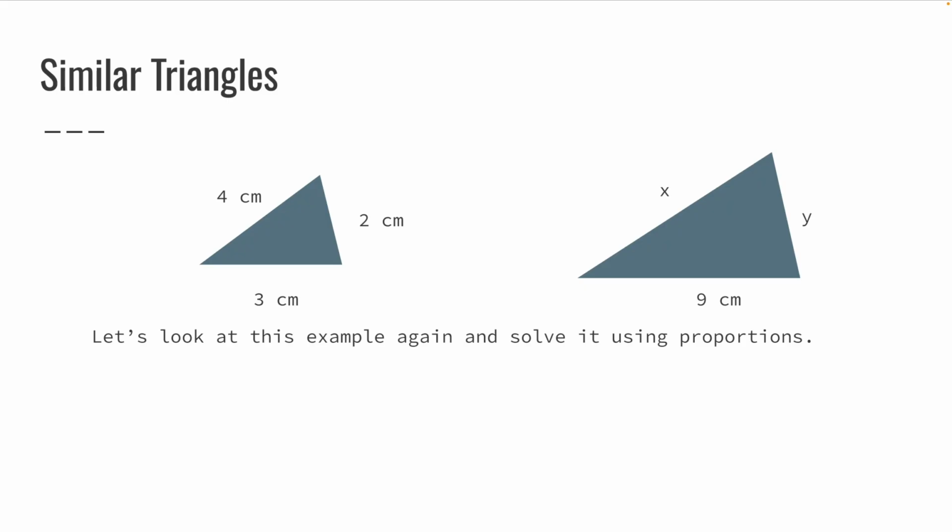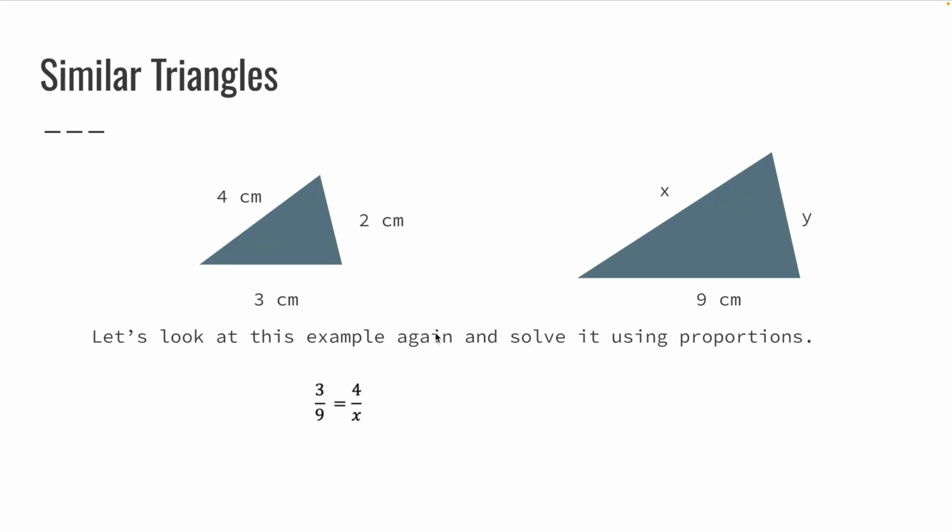This is one of the triangles that I showed you before, and we're going to actually solve for x and y using proportions. Now the trick is to match up the sides that align. So in this case, the 3 centimeters matches to the 9 centimeters. The 4 centimeters matches to the x, and the 2 centimeters matches to the y. And we're going to use the sides that we know, the 2 sides that match up that we have both the measurements for. We're going to use those in order to find the missing ones.